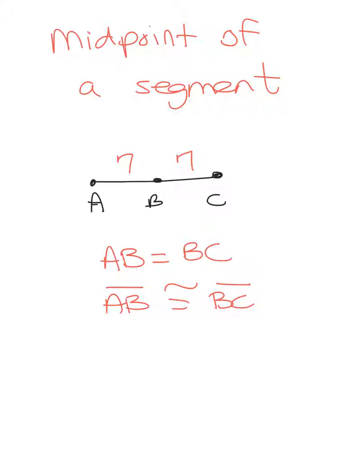The same thing with a ray. A ray has one endpoint, but it goes on forever in the other direction, so therefore I can't measure it, so therefore it does not have a midpoint. Same thing with the plane. A plane goes on in every direction infinitely, so I'm not able to measure it, so therefore I am not able to find a midpoint.